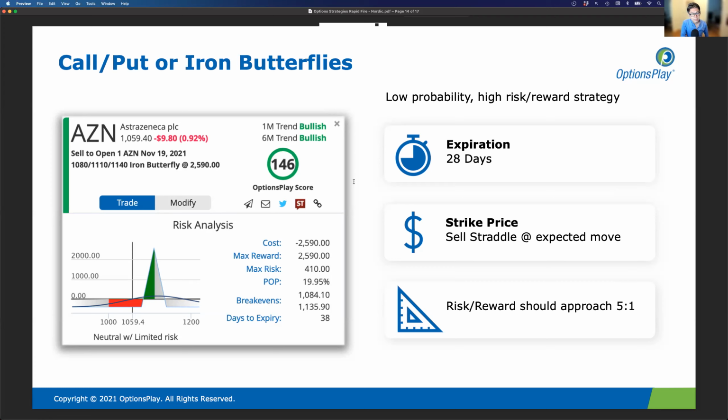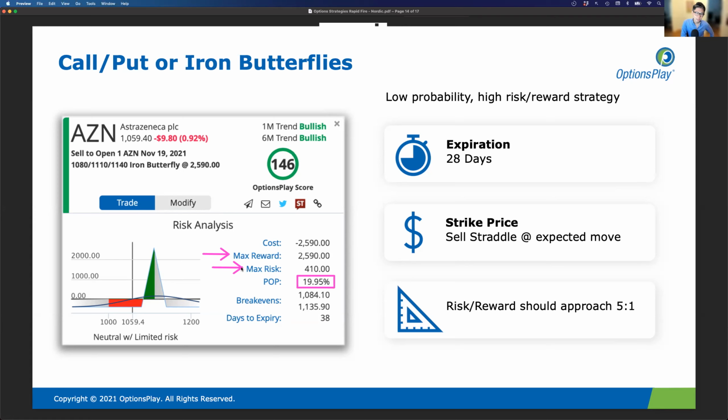It's a very, very low probability of success trade. Your probability of success many times is in the 10-15% range. But as you can see, the risk to reward is extremely strong. For 410 crowns that I'm risking, I can potentially make upwards of 6 times that, 2,500 crowns.